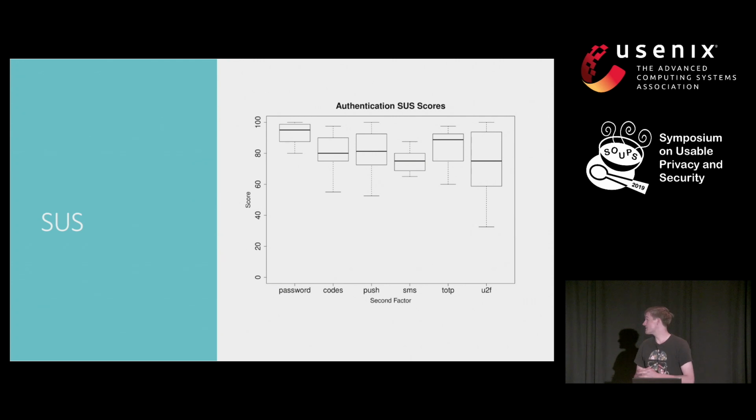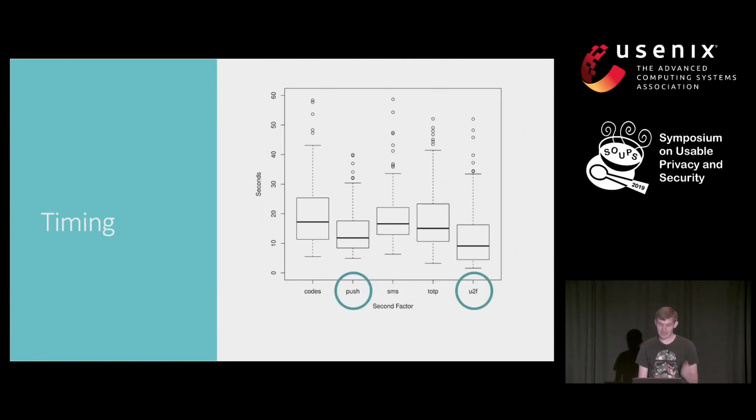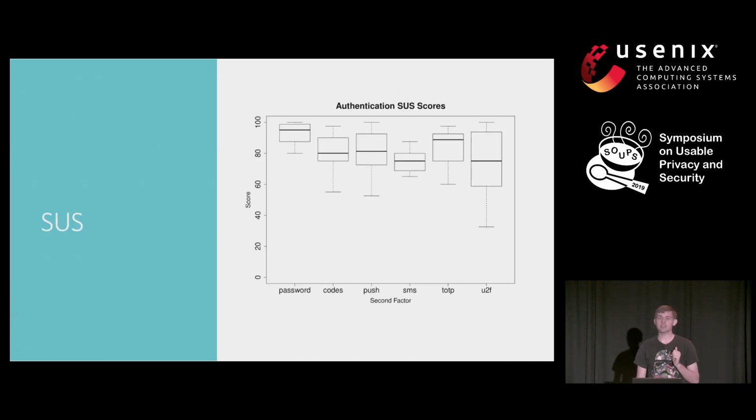Here are our SUS scores, which had a lot of variance as well. Obviously, passwords performed the best with a median score of 95, which is as we expected. After that, the best performing second factor was TOTP, which had a median score of about 88. And the lowest two were SMS and U2F. Something interesting here: you'll notice in the last slide, U2F had the fastest time to authenticate, but it had the lowest median SUS score. So that shows that timing is not necessarily the thing that users care most about when it comes to the usability of second factors.